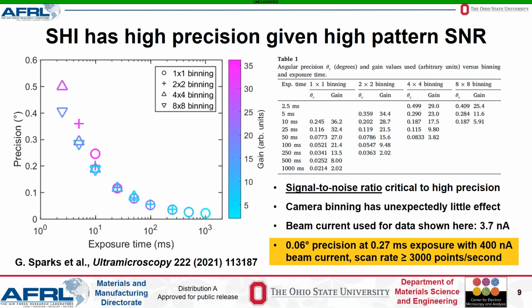So with a more modern SEM and faster EBSD camera than I used for my initial testing, and an impressively high beam current of 400 nanoamps, I was able to collect data at or above a rate of 3,000 patterns per second, while maintaining an orientation precision of 0.06 degrees, as measured on a silicon wafer sample in an identical fashion to the data shown here.